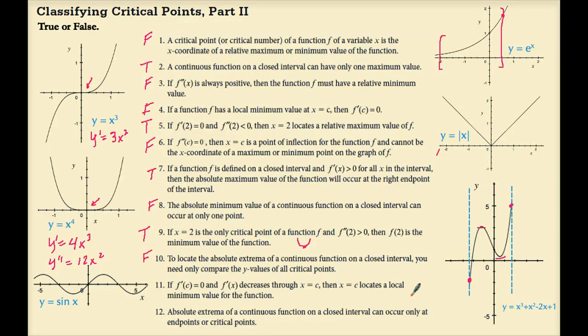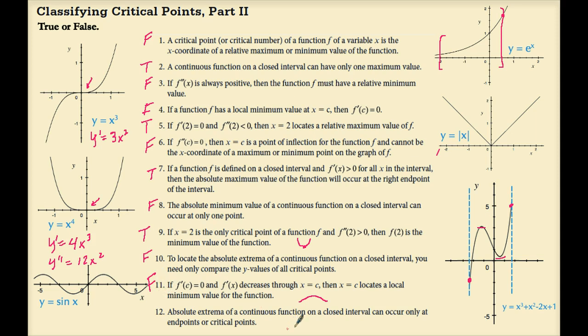Number 11. If f prime of c equals 0 and f prime of x decreases through x equals c, then x equals c locates a local minimum value for the function. To say that f prime of x decreases through x equals c is to say that the slope of the first derivative is negative, which means it's a concave down section of the graph through x equals c. Therefore, we don't have a local minimum value, we have a local maximum value at c.